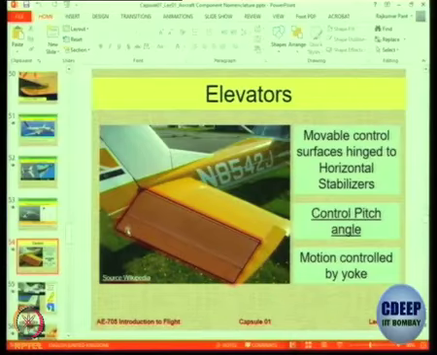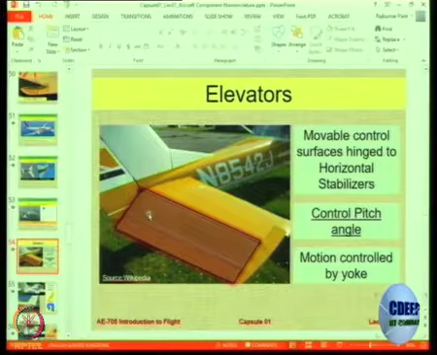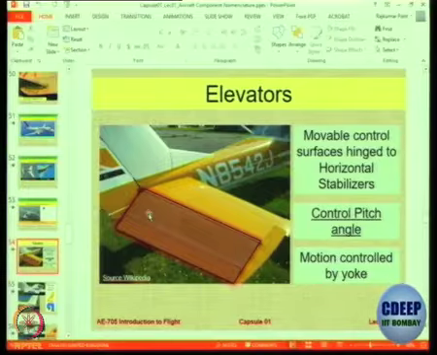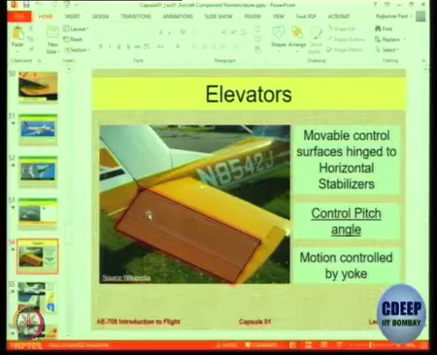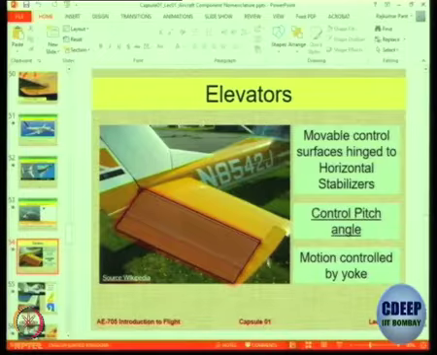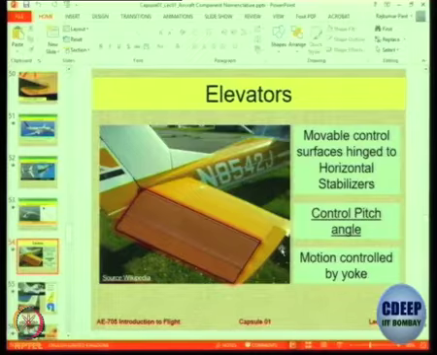Then you have elevators. This part is the elevator, which is the movable part of a tail. Sometimes we have all moving tails also, mostly in military aircraft, but in transport aircraft you normally have a fixed part called a stabilizer or a fin and the moving part called the elevator.